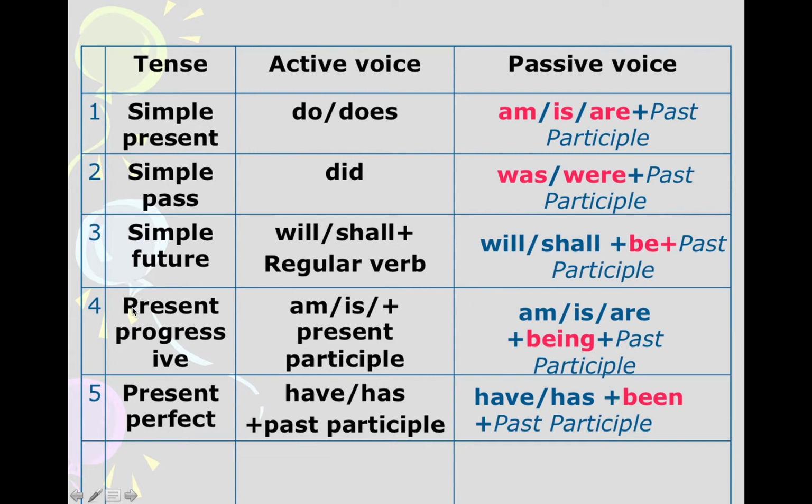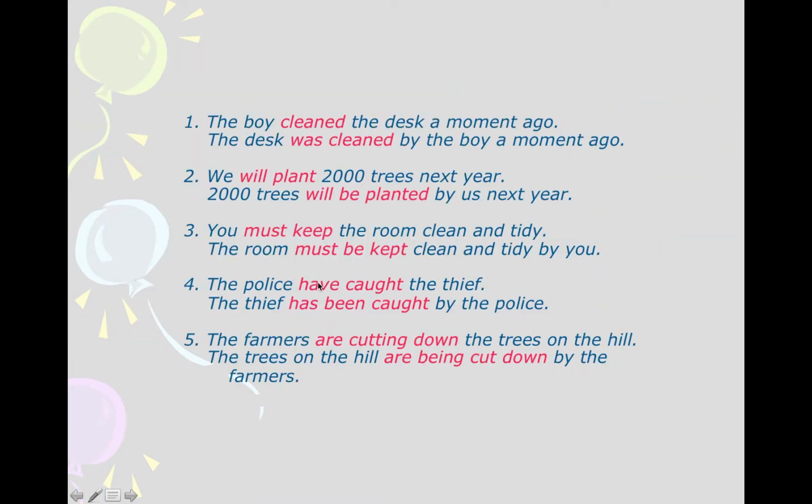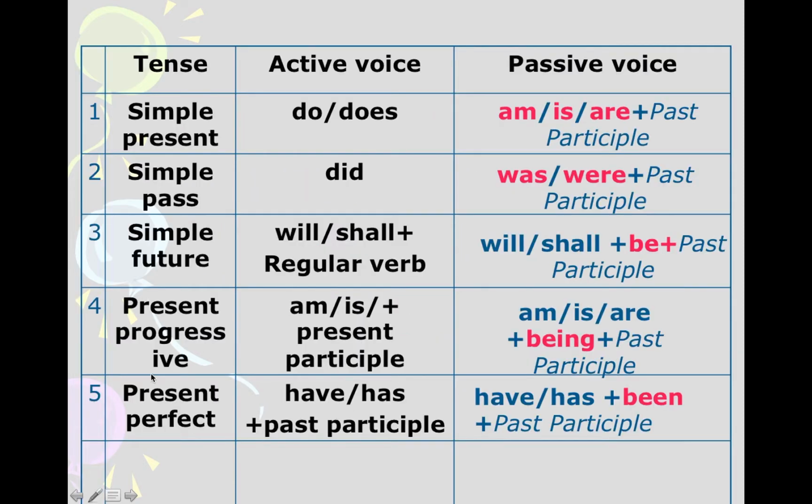This one, present progressive. Here, like we use "been" words. Right here, we change to the passive participle. And then for the last one: The farmers are cutting down the trees on the hill. The trees on the hill are being cut down. We use this one, present perfect.